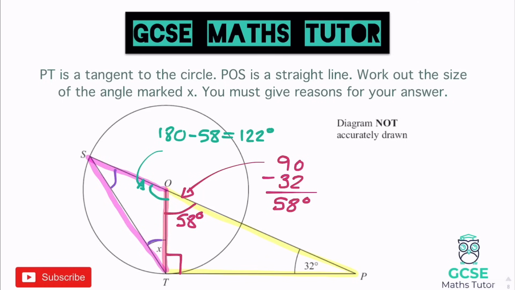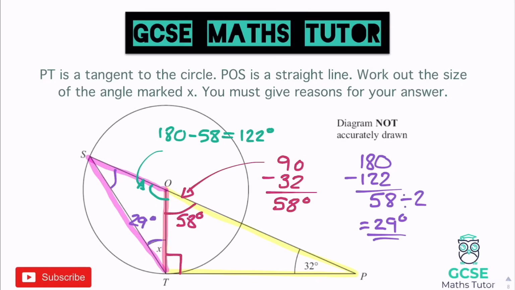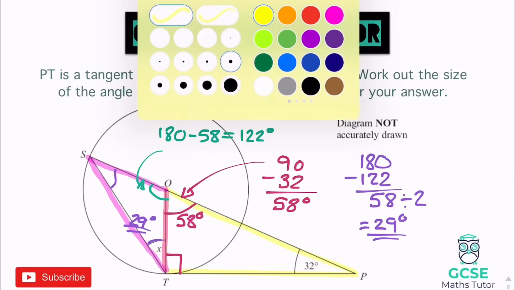So if we do 180, take away the 122, obviously again leaves us with 58. It was just the opposite way around of what we did a second ago, and then we can split that in 2, so dividing that by 2 leaves us with 29 degrees for that one. There we go, so we get 29 degrees for this question as well. There we are, so that's our answer there, 29 degrees, finishing that off, and let's just have a look at what reasons we used there.